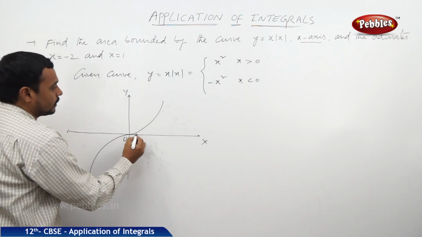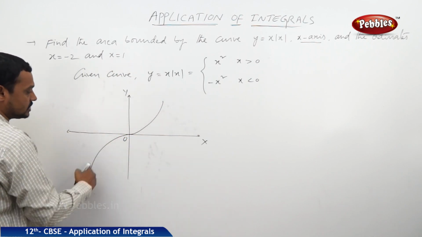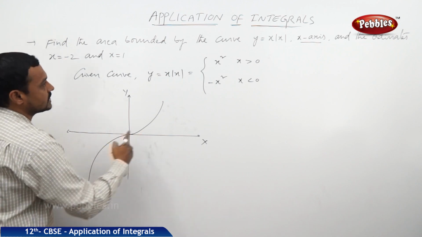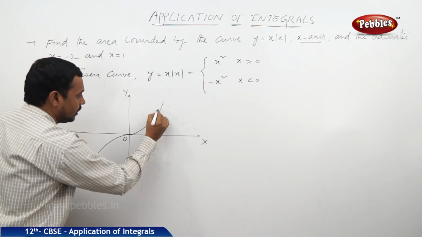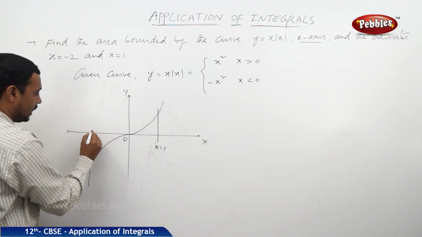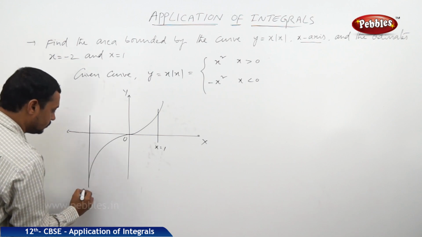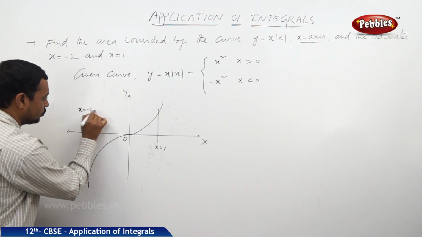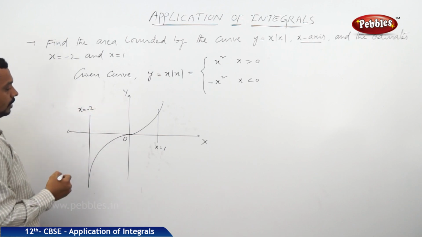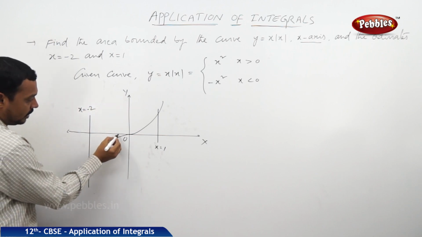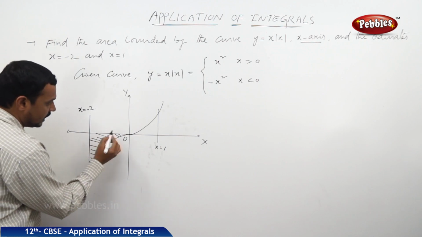Now we have to find the area bounded by these curves y is equal to x square and y is equal to minus x square with respect to the x-axis between the limits x is equal to minus 2 and x is equal to 1. Here let us take x is equal to 1 and let us consider this is x is equal to minus 2. Therefore, the required area is this portion and this portion.